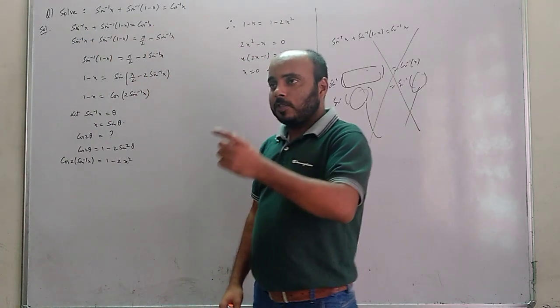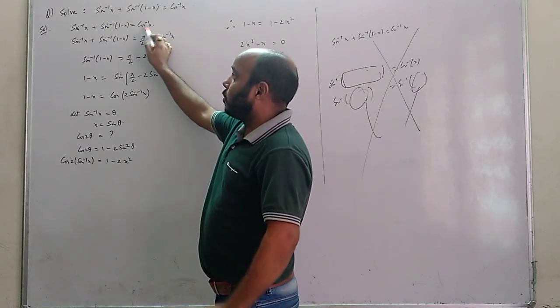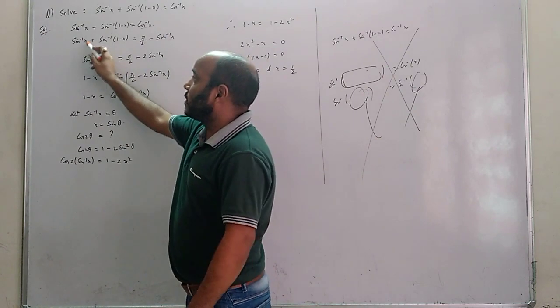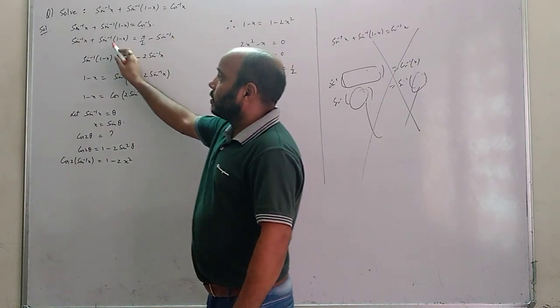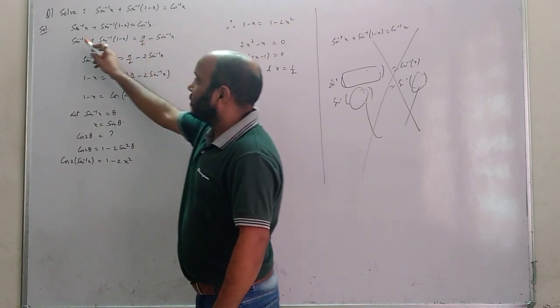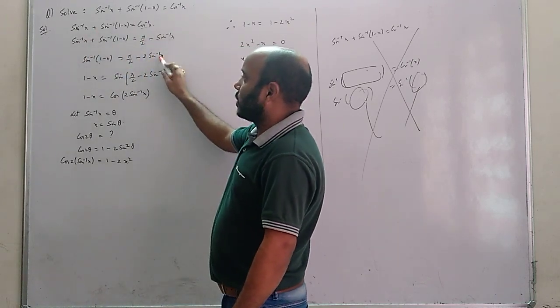Sin inverse x plus cos inverse x is pi by 2. So in the place of cos inverse x I can write pi by 2 minus sin inverse x. Okay, so this sin inverse x will go this side. It becomes sin inverse (1 minus x) will remain, equals pi by 2 minus sin inverse x. This sin inverse will go that side, becomes minus 2 sin inverse x.